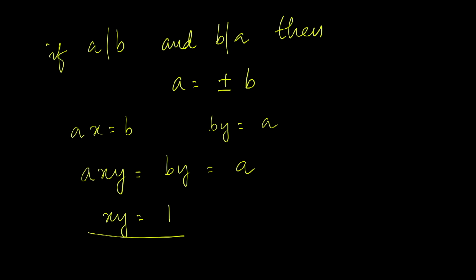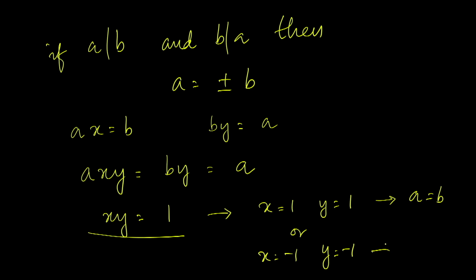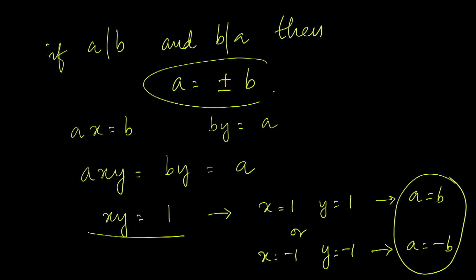If for integers x and y, x into y happens to be 1, then we have only two possibilities: either x equals 1 and y equals 1, or x equals minus 1 and y equals minus 1. In the first case, we have a equal to b. In the second case, we have a equal to minus b. So, combining these two, we can assert that a is plus or minus b.